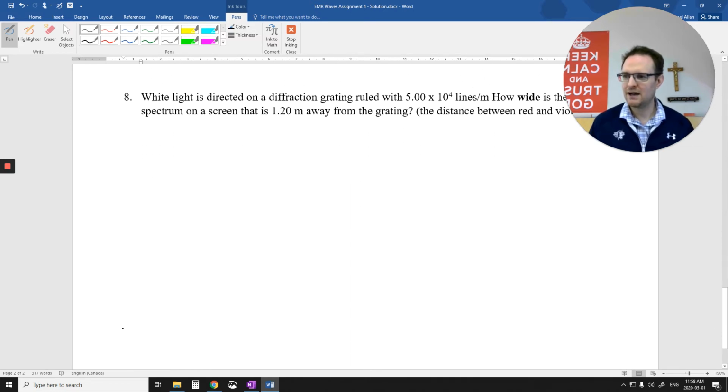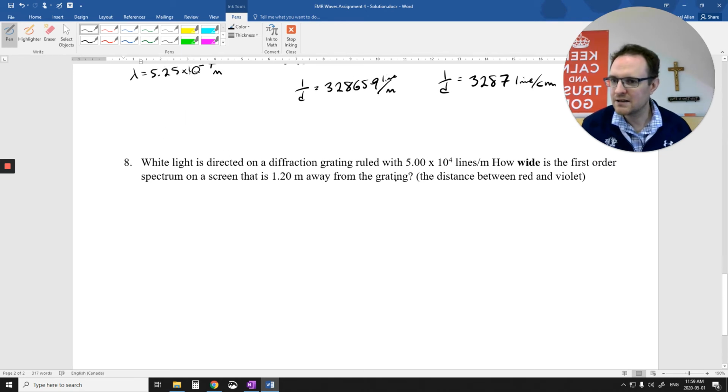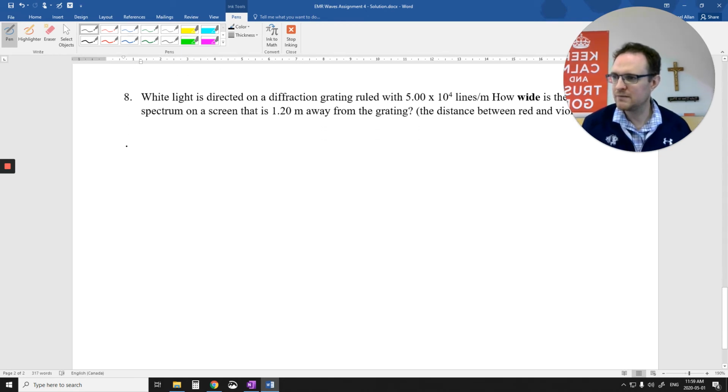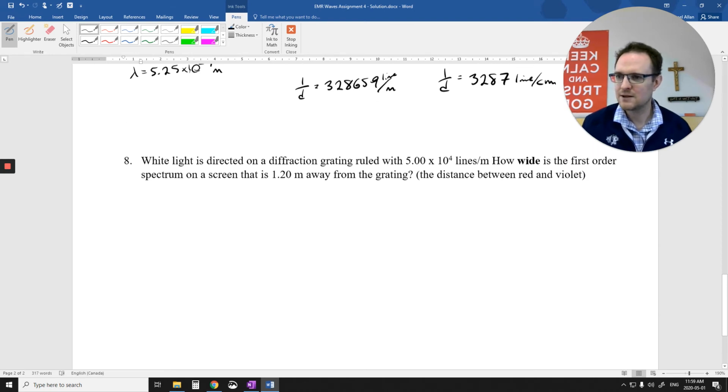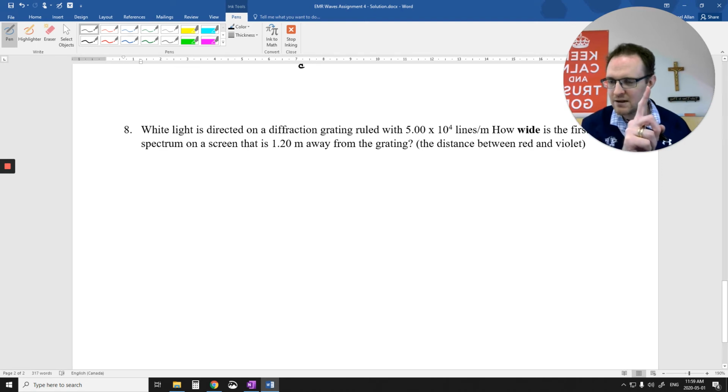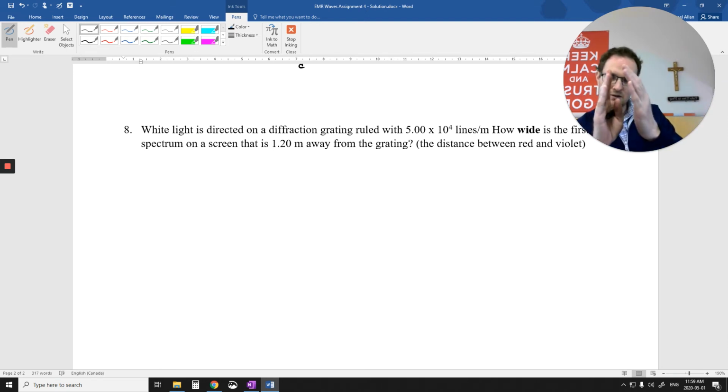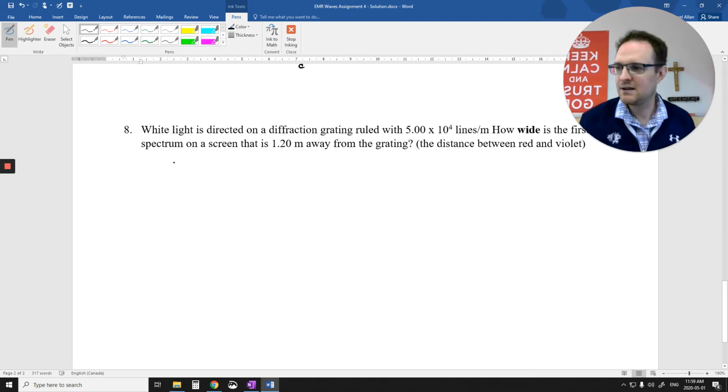White light is directed at a diffraction grating that is ruled with 50,000 lines per meter. How wide is the first order spectrum of this? Okay, now this is where it gets a little bit tricky. They just want to know what the distance between the red and the violet is. So remember, when you put white light through a diffraction grating, it's going to diffract outwards into a rainbow, because the red light will interfere at a further distance because its wavelength is longer.